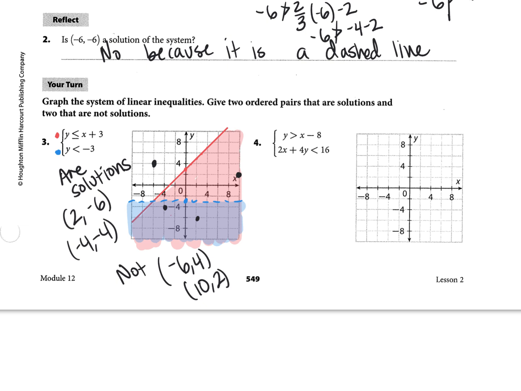Now let's move on to number 4. We are starting number 4 at -8. And we will go up 1 over 1. And it is a dashed line.